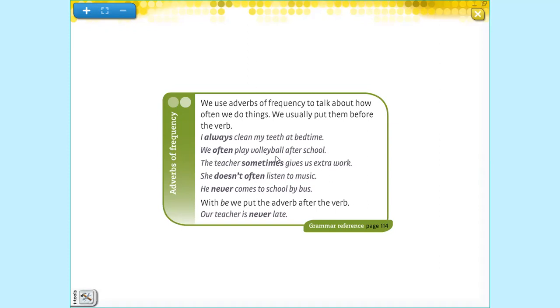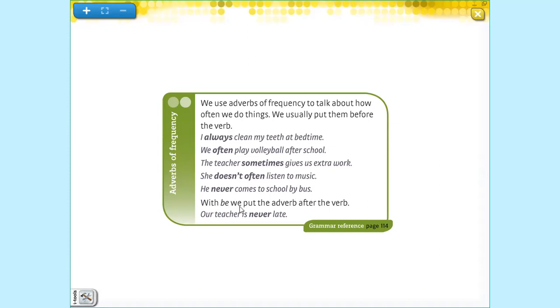We often play volleyball after school. The teacher sometimes gives us extra homework. She doesn't often listen to music. He never comes to school by bus.